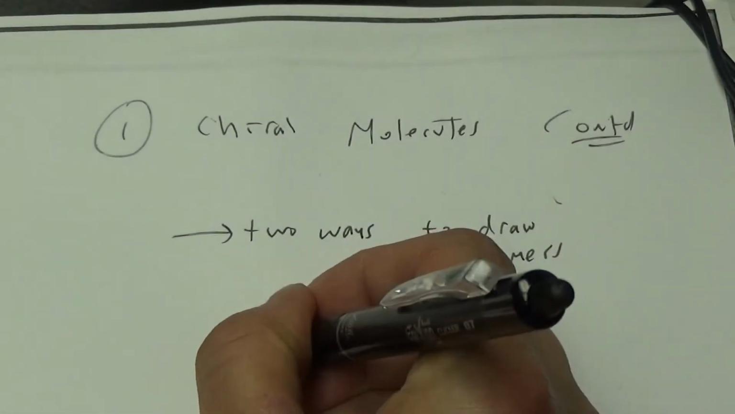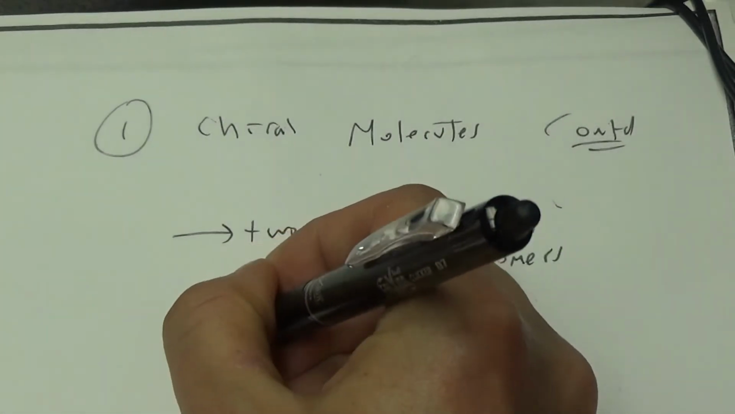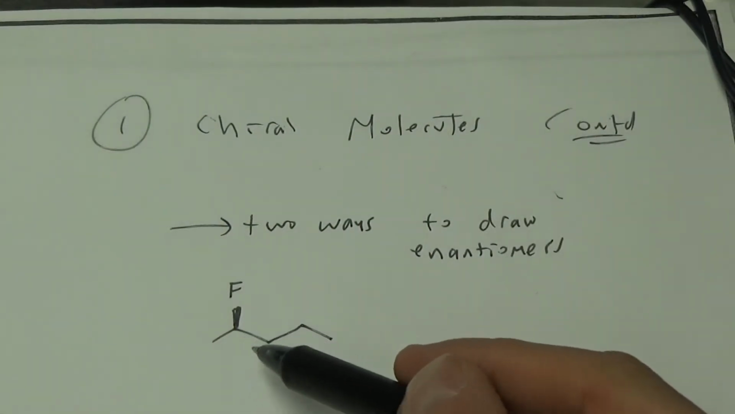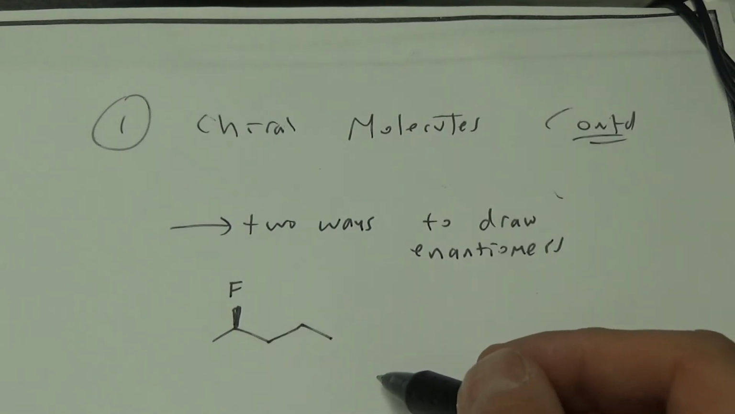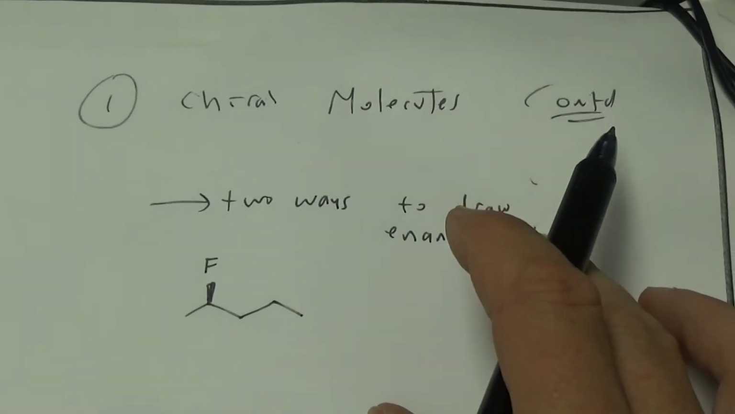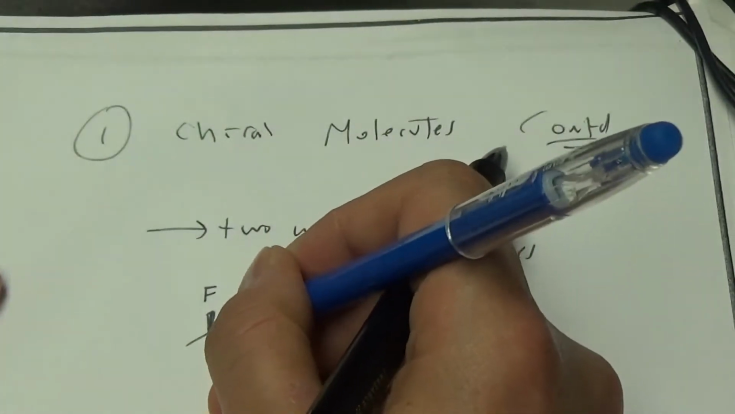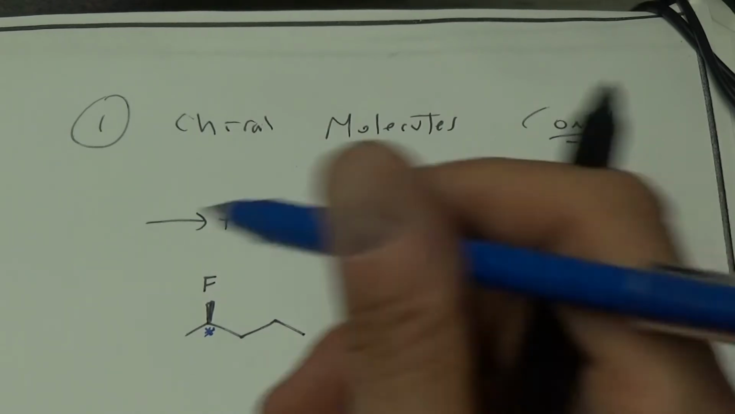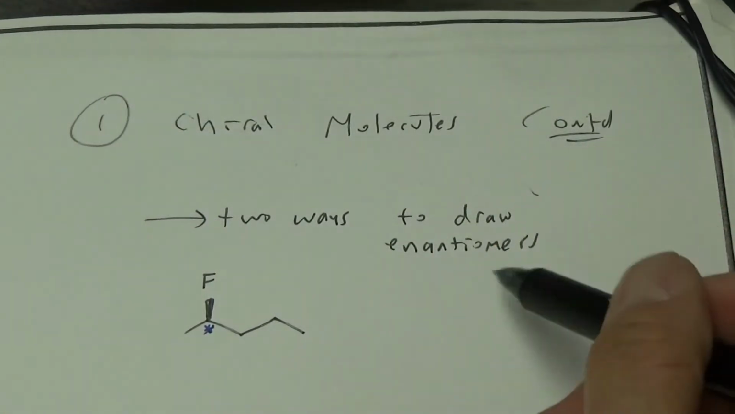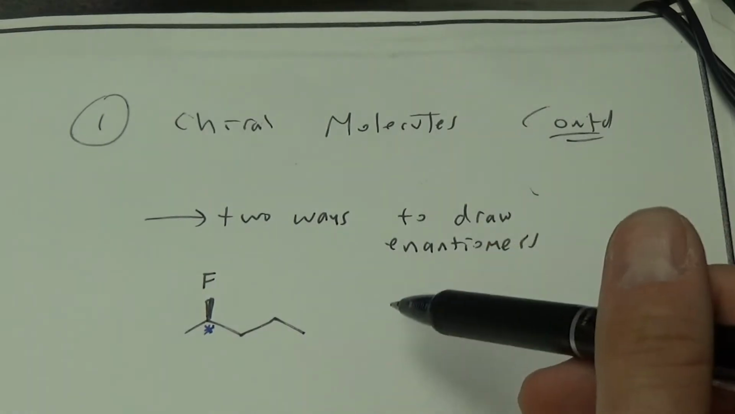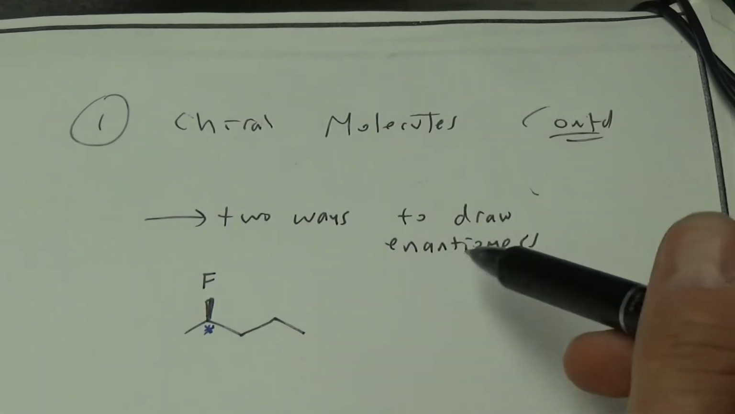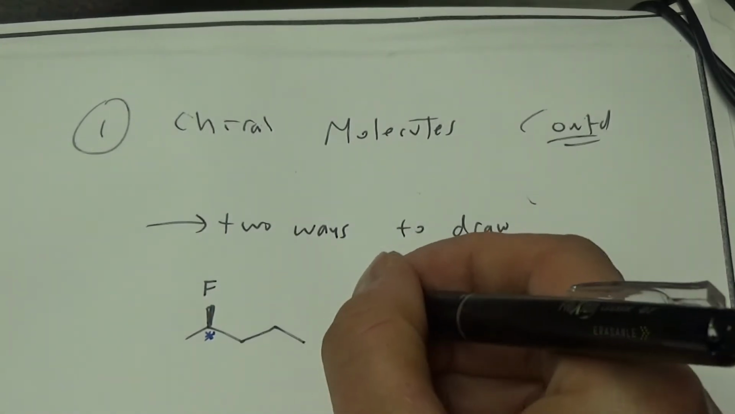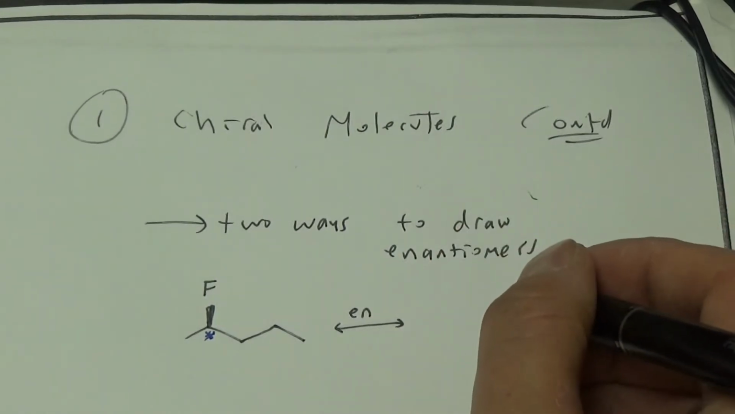All right, so let's draw this molecule, 2-fluoropentane, right? 2-fluoropentane, is that chiral or not? Definitely chiral. You have a chiral center, there's no plane of symmetry, it's very, very chiral. And if it's chiral, it has a what? When a molecule is chiral, it has an enantiomer, right? And so I often draw what looks like a resonance arrow, but it's not resonance. And I say En for enantiomer.